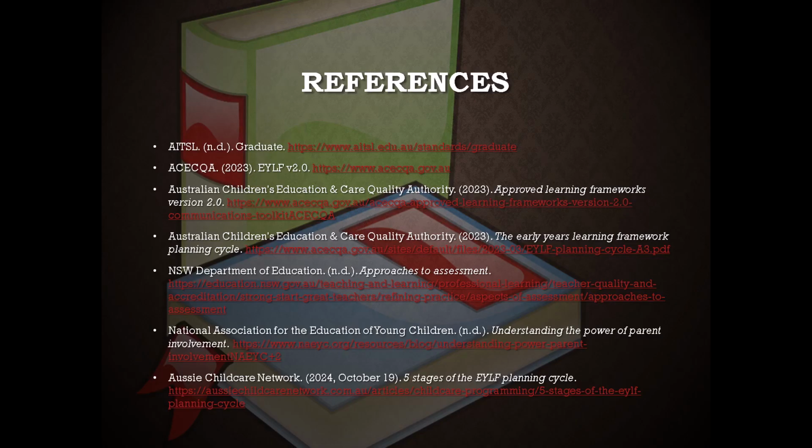Here are some of the references. Today's content is drawn from a range of credible sources, and these include the AITSL Graduate Teacher Standards, the Early Years Learning Framework version 2.0 by ESA, NSW Department of Education's Assessment Resources, and other practitioner-focused platforms like Aussie Childcare Network.